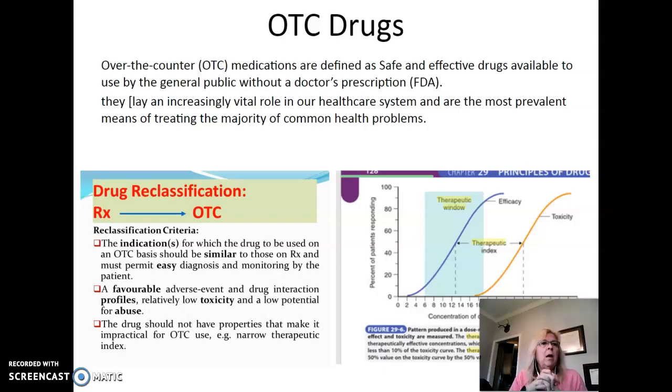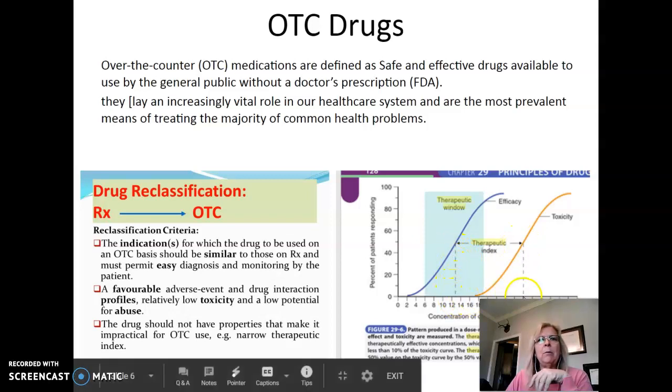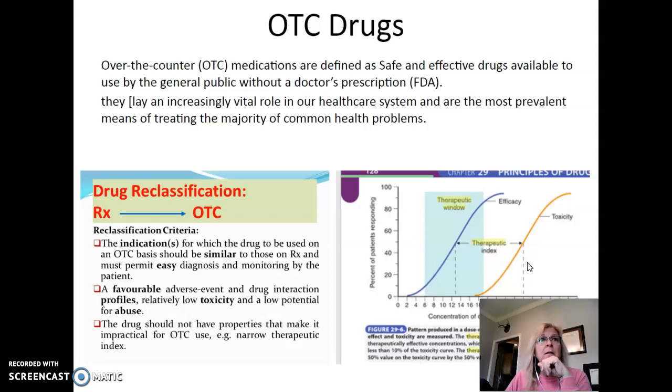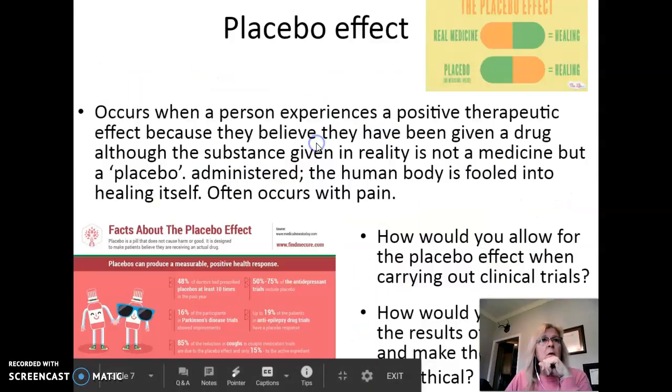A favorable drug interaction. In other words, it doesn't highly interact with other drugs which I might already be prescribed or taking. And in other words, it should not have a narrow therapeutic index. So you'll notice this distance between the two lines. That therapeutic index, this one goes from about 13 to about 28. We want this range to be as high as possible to limit the amount of possible overdoses that might occur. Okay, so let's go on to, well, what about other medications?